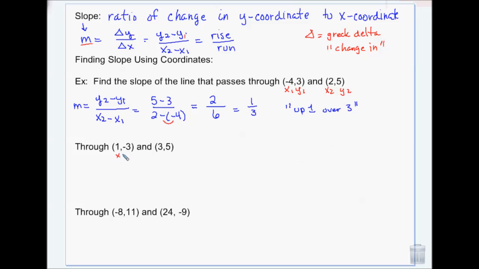Okay, so again, you just label your points. And then you use your formula. Plug in the numbers, so 5 minus negative 3 over 3 minus 1. Minus a negative is positive, so that's 8 over 2, so that's 4. Which means I'd go up 4 and then over 1.